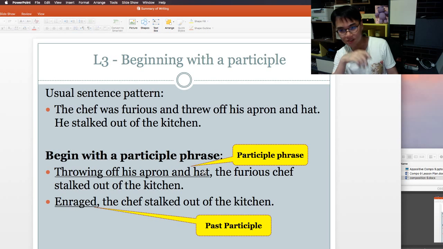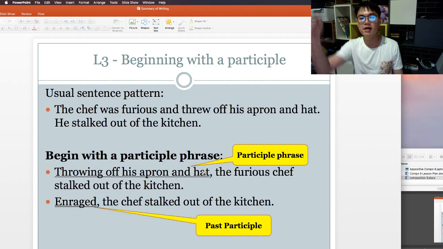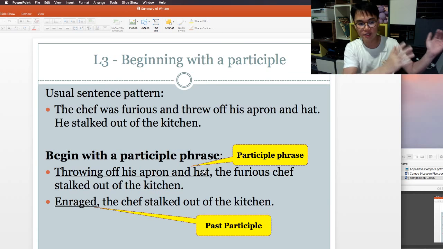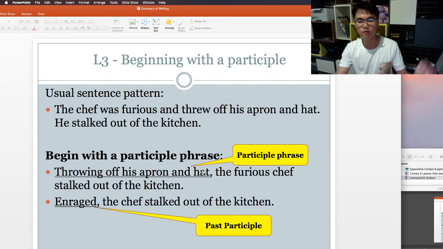Great, glad that you understand. Enraged, the chef stormed out of the kitchen. So you can see the past participle takes on an ed form, right, in the past form. Enraged, the chef stormed out of the kitchen, right? Angered, the man yelled out his defiance, right? Enraged, the chef stormed out of the kitchen.